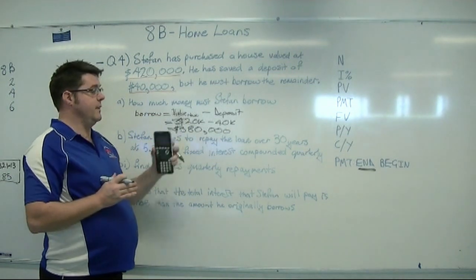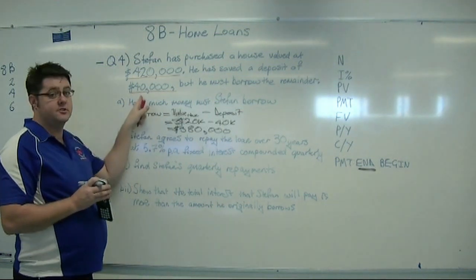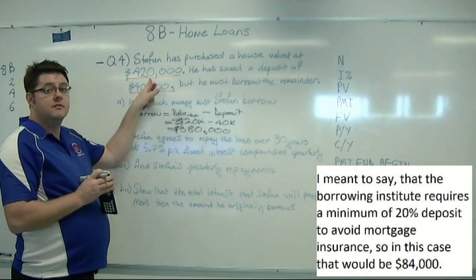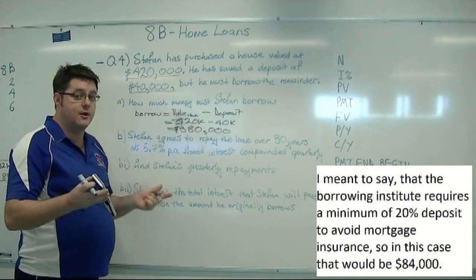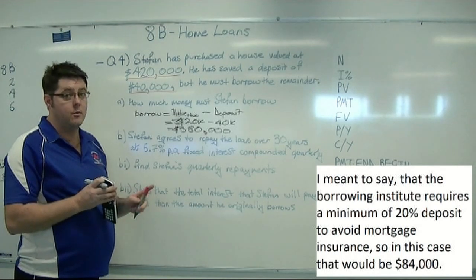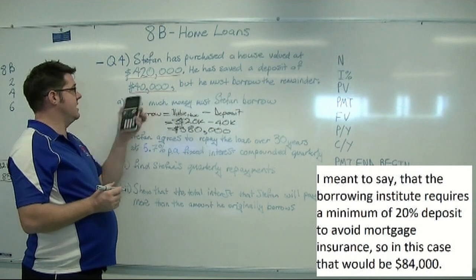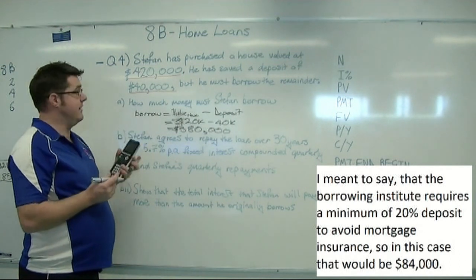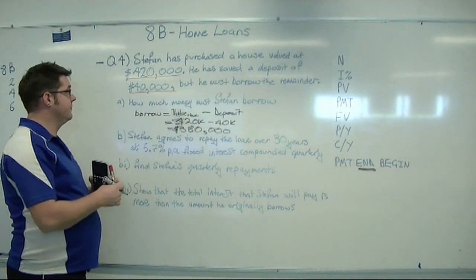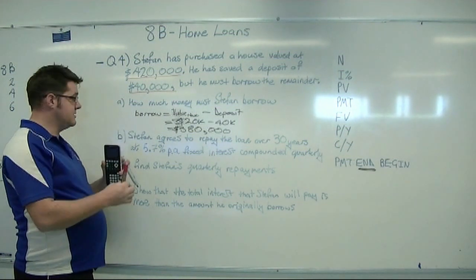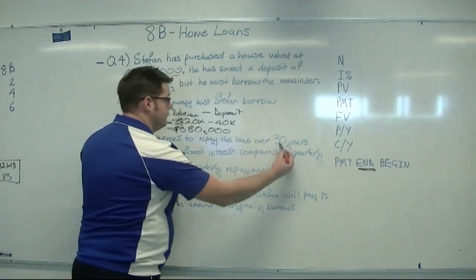So just be aware that this sum of $40,000 is less than 10% of the $420,000. So in this case, Stefan would have to take out an additional sum or pay for mortgage insurance from somewhere. So that, as is 10%, would have to be $42,000. But we shall continue. Alright, so next, Stefan agrees to repay the loan over 30 years.